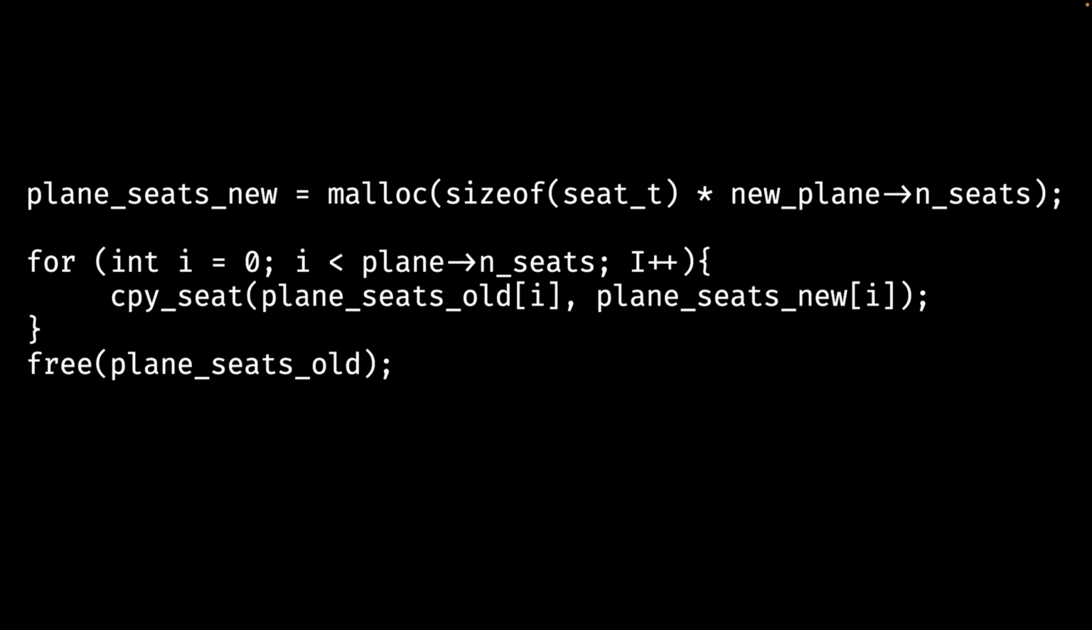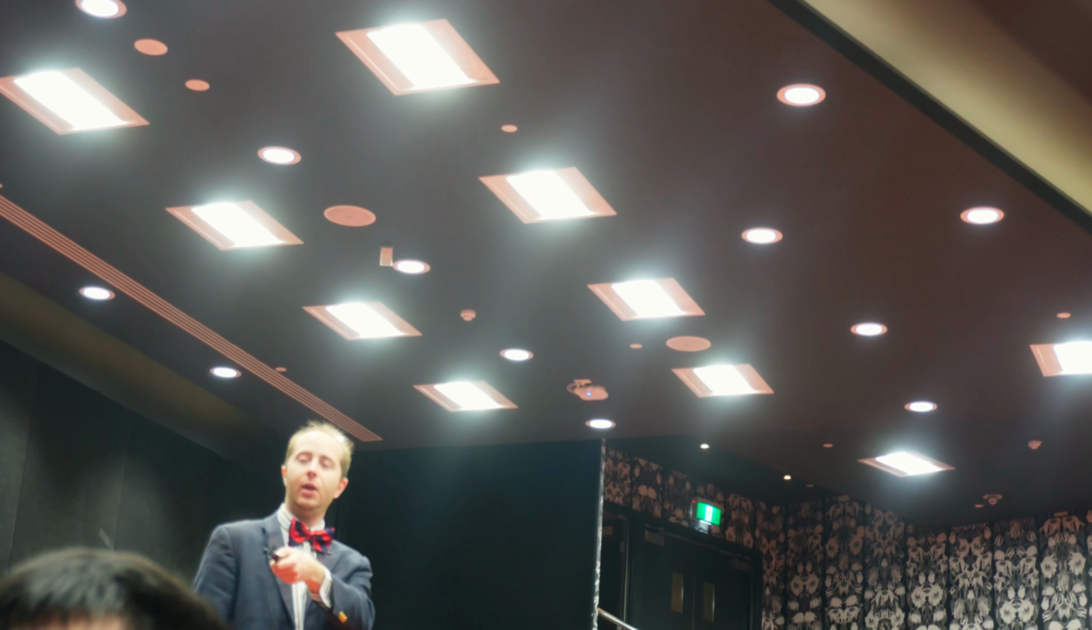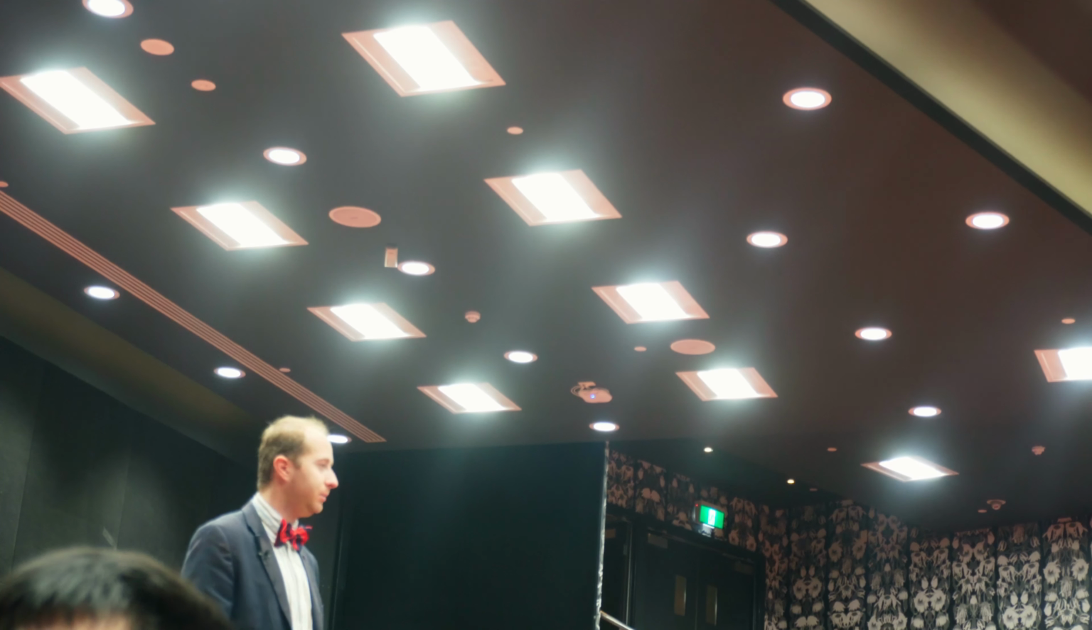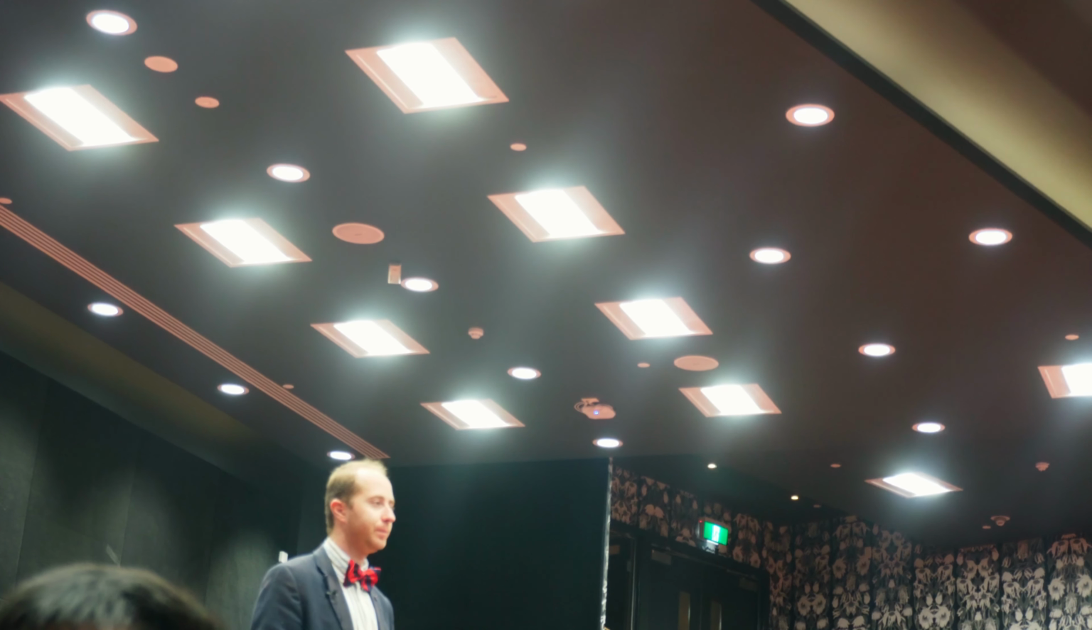Option 1, manual copy. Let's see how we do this. Well, we could malloc some new memory for our new plane. Then, as Dougal suggested, we have our loop over the old plane's seats. So from i equals 0 to the old plane seats, and for each seat, copy the data that was in the old seat into the new seat, assuming that we've written some copy seat function. And when we're done, free up the old plane seats. Seem reasonable? Yeah. Do you think that there might be a more efficient way of doing this?